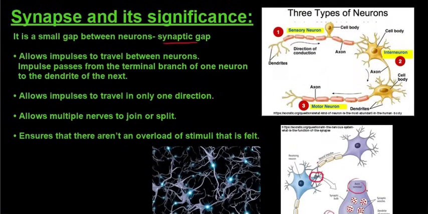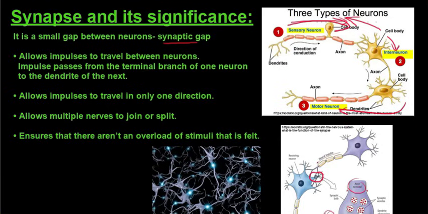So what is the significance of a synapse? It allows impulses to travel between neurons, so for that impulse to go from the sensory neuron into the interneuron, and from there into the motor neuron. And then it allows the impulses to pass from the terminal branch of one neuron to the dendrite of the next. We've talked about that already. And then it allows impulses to travel in only one direction. We only want an impulse to go in one specific direction, because if it goes back, there's going to be a major glitch and your body is going to start malfunctioning.